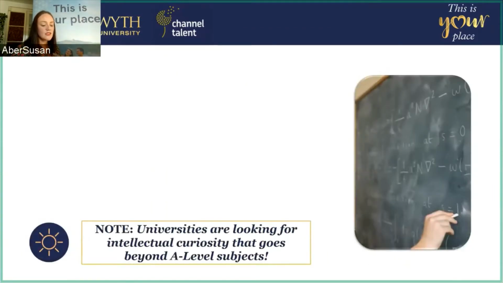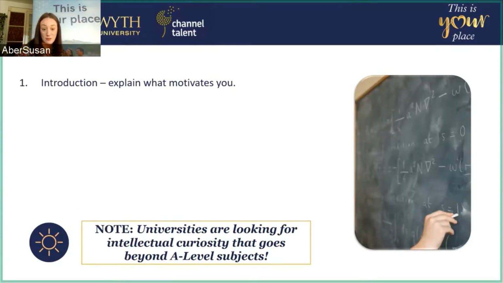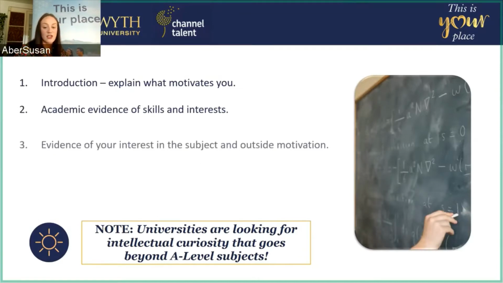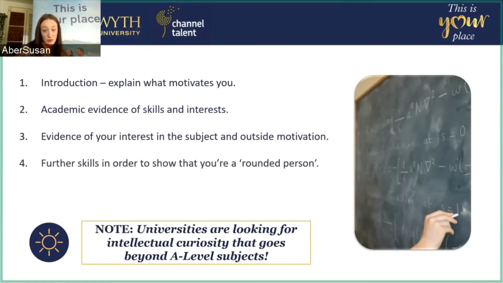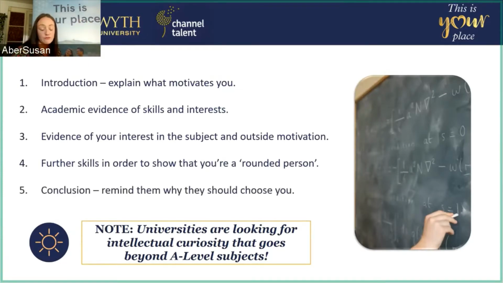Okay. As a general rule then, a personal statement should be made up of 5 key parts. This makes it much easier for you to structure your writing and for admission tutors to follow it. And these key parts are as follows. So you've got your introduction, where we want you to explain what motivates you. We want your academic evidence of skills and interests, evidence of your interest in the subject and outside motivation, your further skills in order to show that you're a rounded person, and your conclusion, which is to remind them why they should choose you.